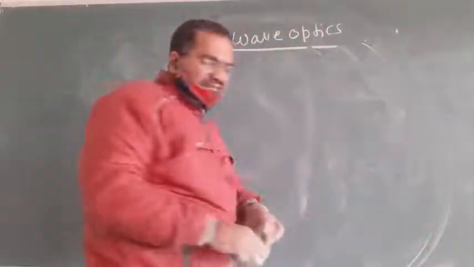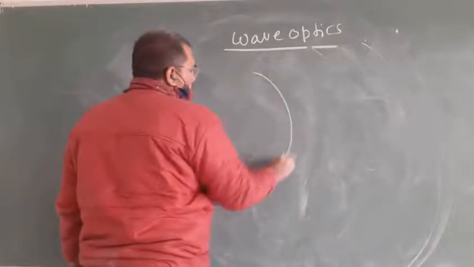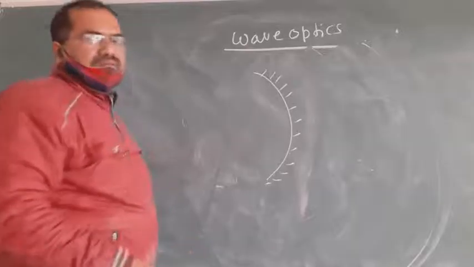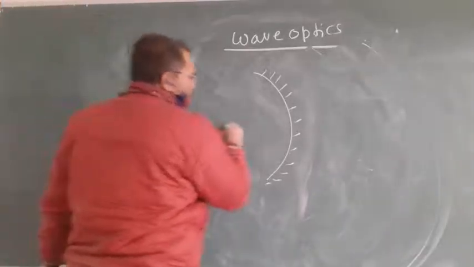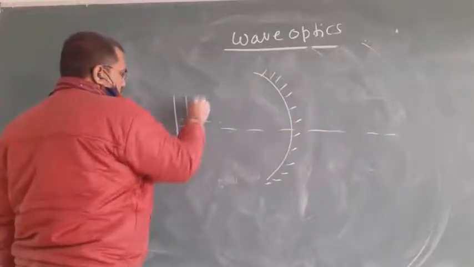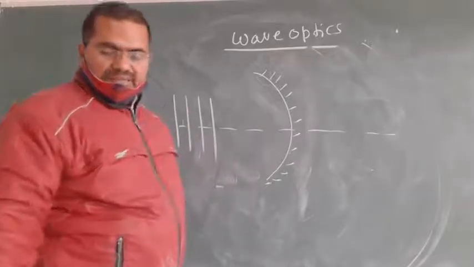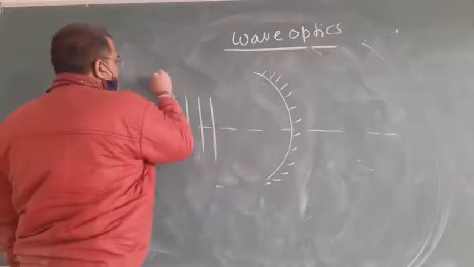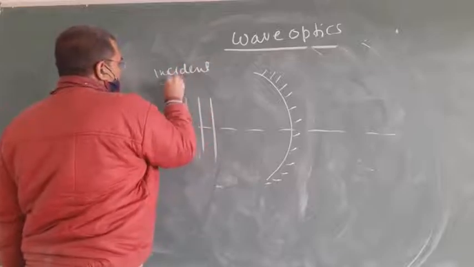There are several examples you can take. Suppose this is the concave mirror. This is the principal axis, and the wavefronts are like that, coming towards the concave mirror. Then you have to draw the diagram of the reflected wavefront. These are the incident wavefront.